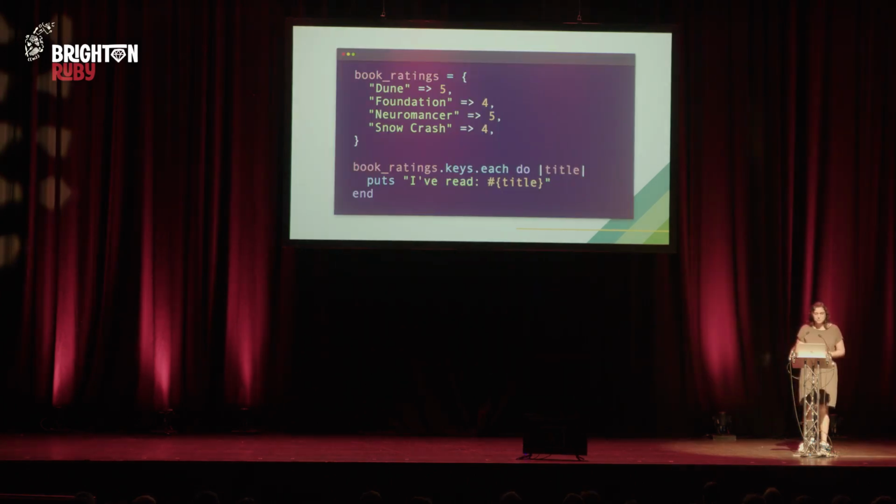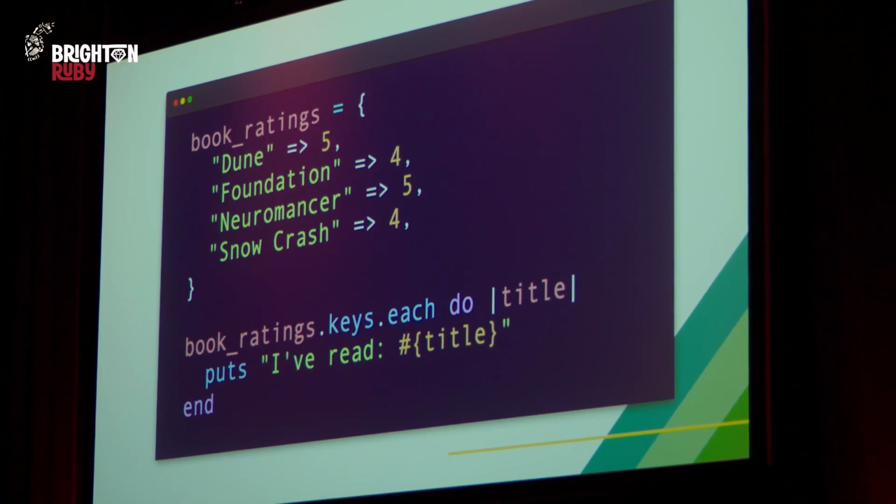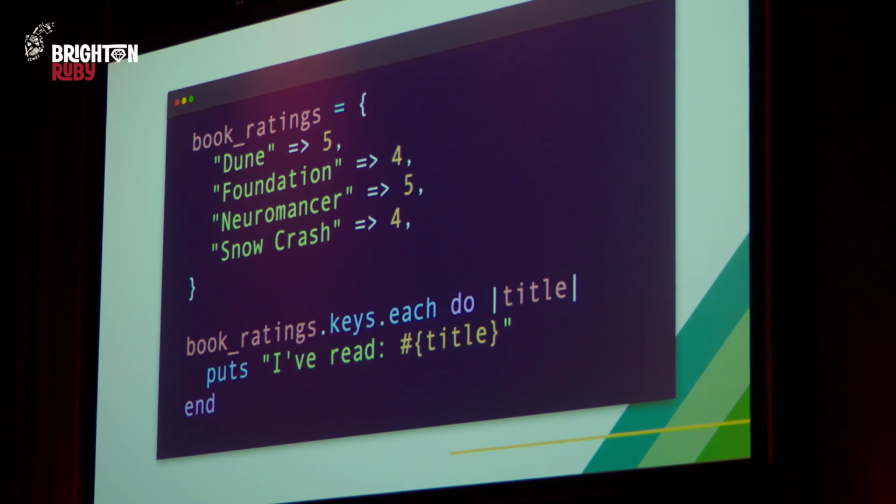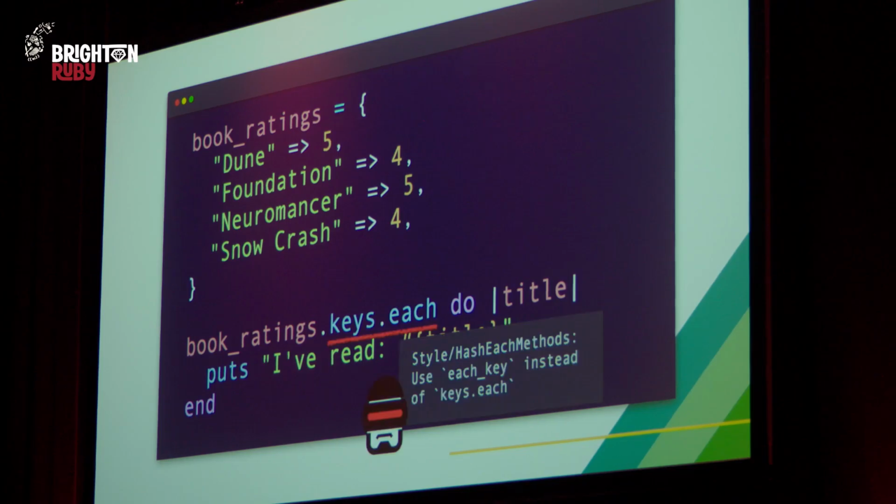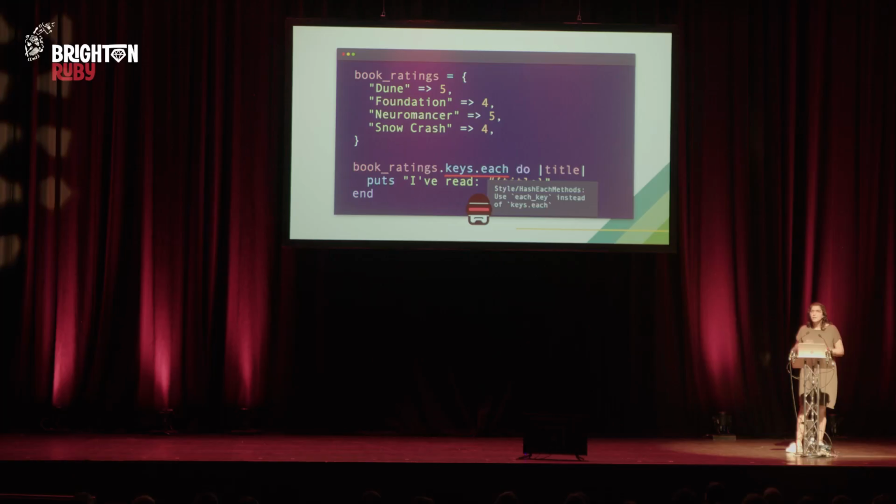Let's look at an example. So in this code, I create a hash that maps book titles to their ratings. Then I iterate through the keys of the hash in order to print all the titles of the books. If I were using Rubocop, it would give me a violation here. It would say instead of calling the keys and each methods, I should instead just use the each_key method. This makes a lot of sense. It's better to call one method instead of two. It's more idiomatic Ruby. Okay, I'm on board with this suggestion.